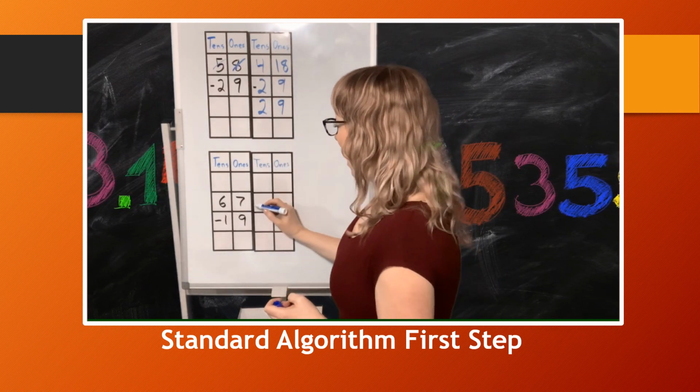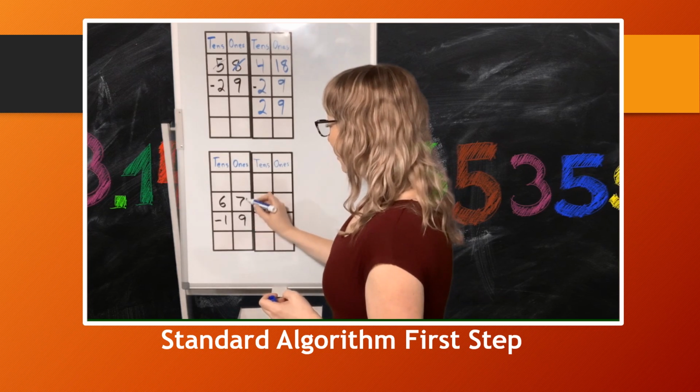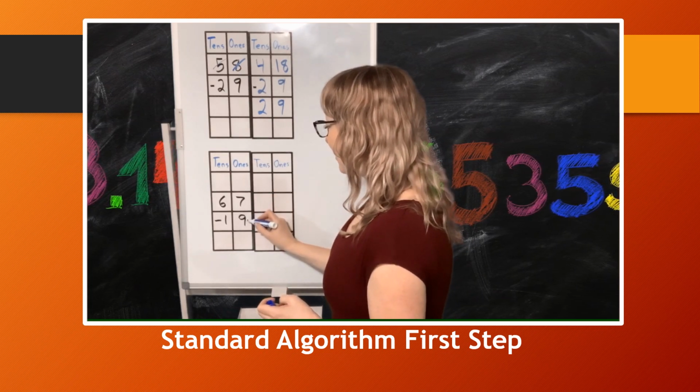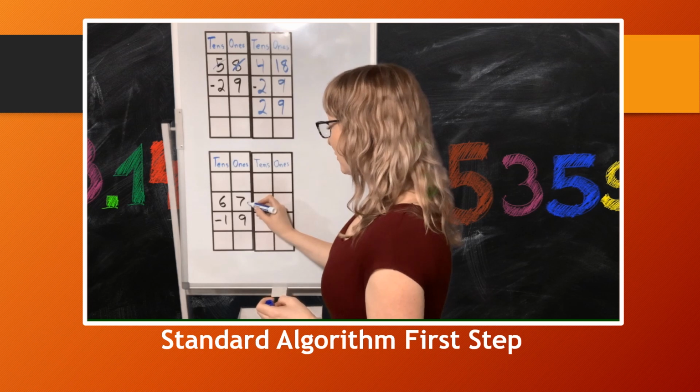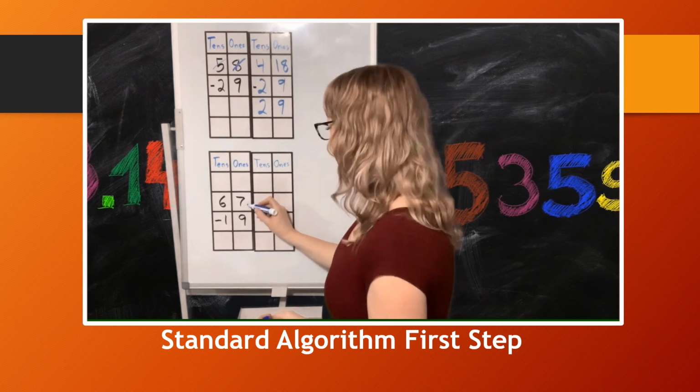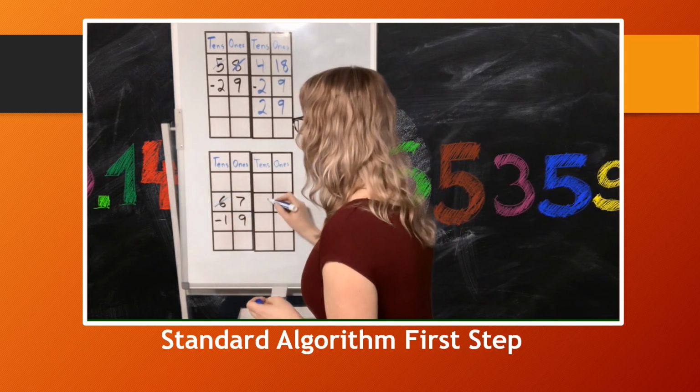With this one, we're going to take a look first at our ones place value. We can absolutely not take 9 ones away from 7, so we have to do some regrouping. So we're going to steal a 10.